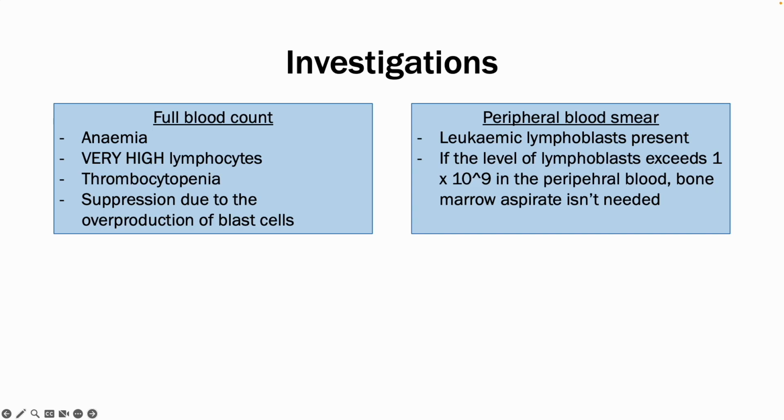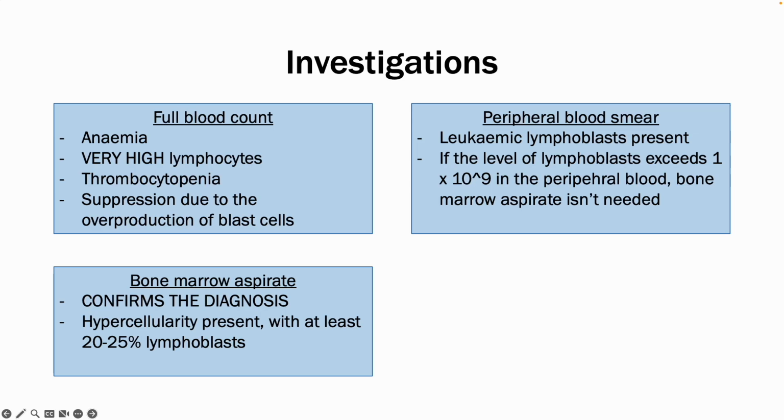Normally, you would not want to see any or not very many blasts in the peripheral blood film. And in fact, if the level of lymphoblasts exceeds 10 to the power of 9 per liter in the peripheral blood, bone marrow aspirate isn't even needed for diagnosis. However, normally it is typically still performed. Bone marrow aspirate confirms the diagnosis, and you would see hypercellularity with at least 20 to 25% lymphoblasts present.